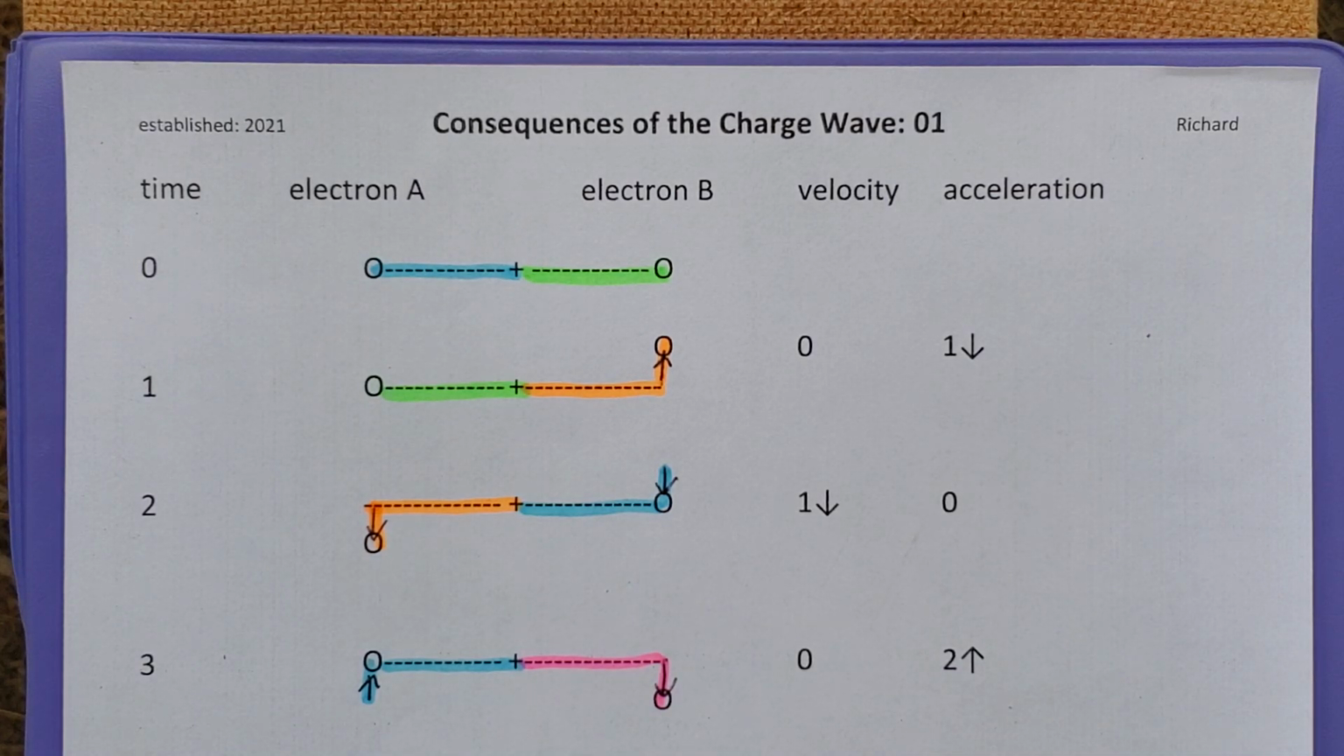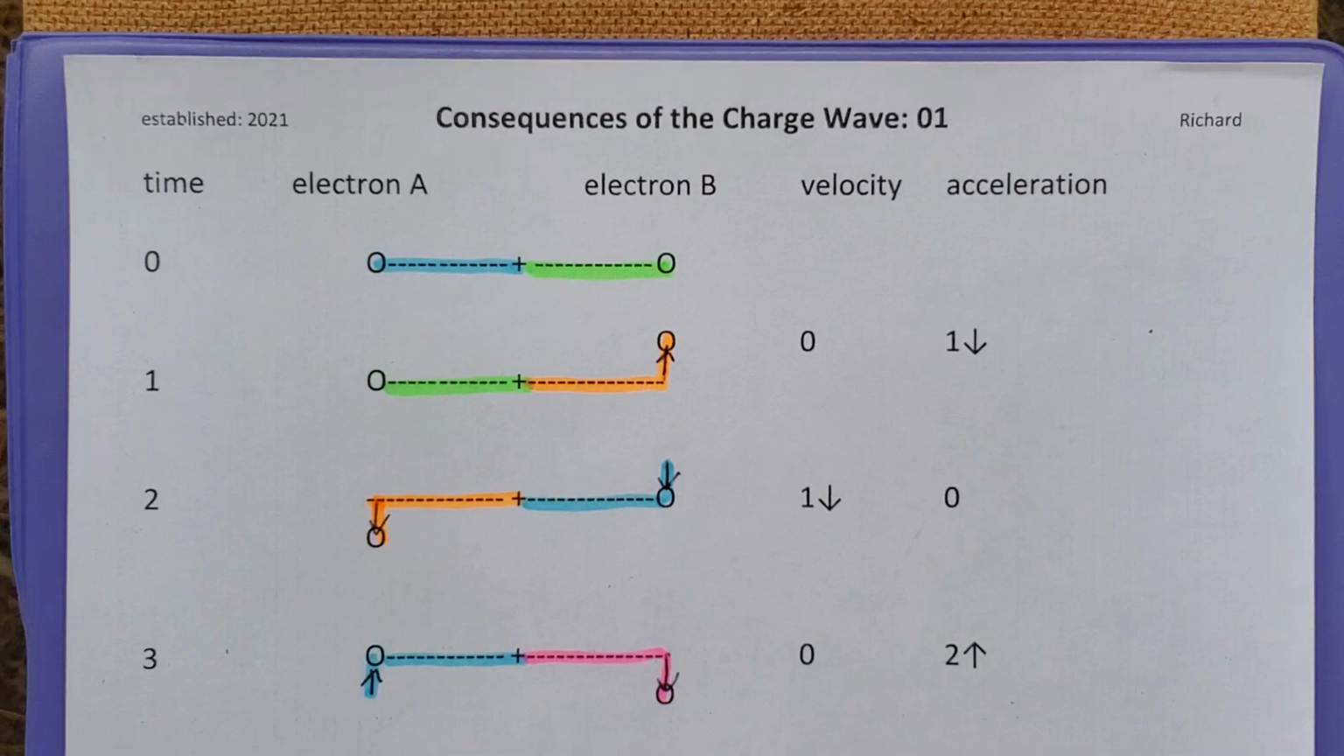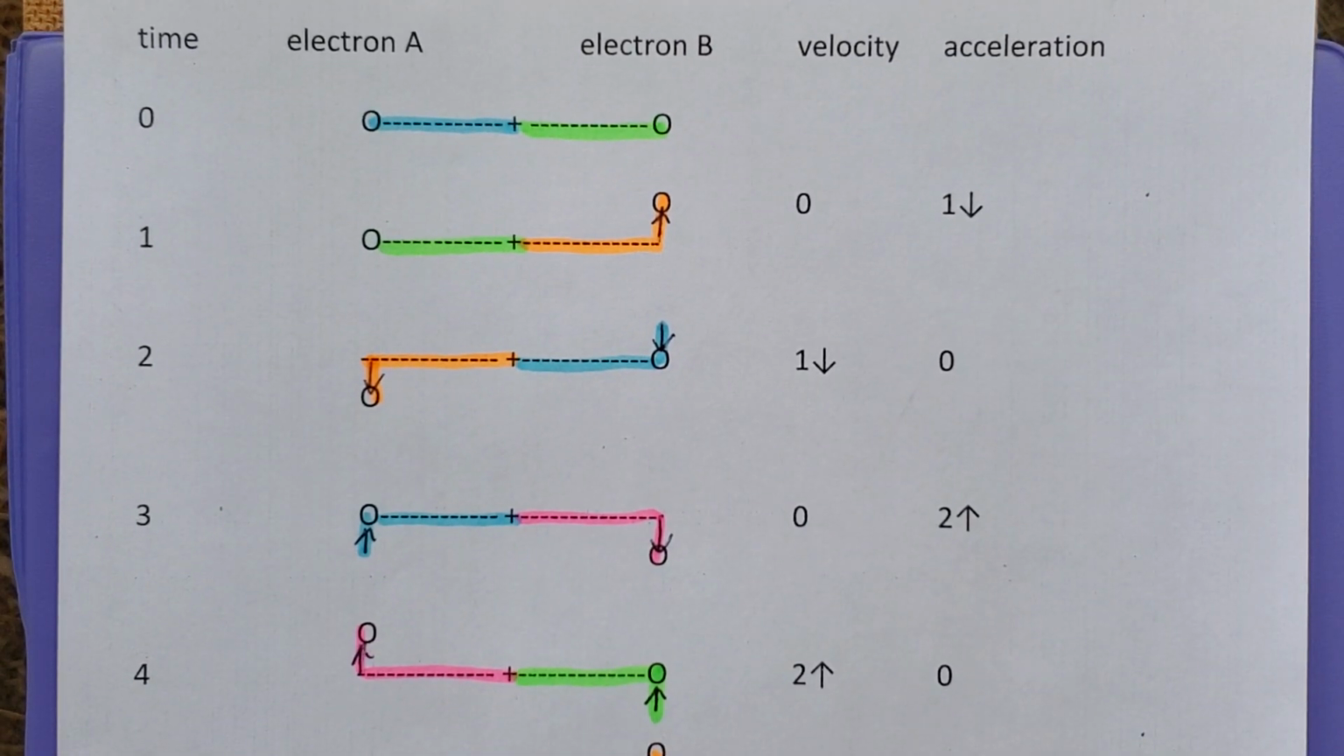Electron B matches A at time equals 0, the green line. At time equals 2, A opposes B for time equals 1, orange. B moves down with velocity 1 and acceleration 0, green. At time equals 3, A opposes B for time equals 2, blue. B moves down with velocity 0 and acceleration 1 up, orange, causing the velocity to increase to 2 by increment 4.